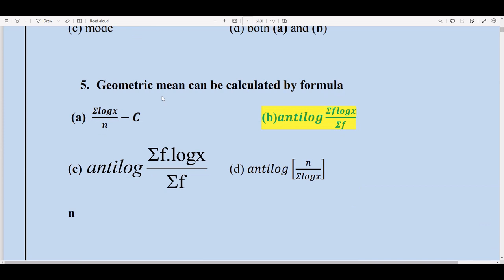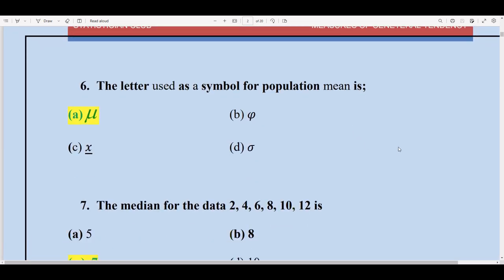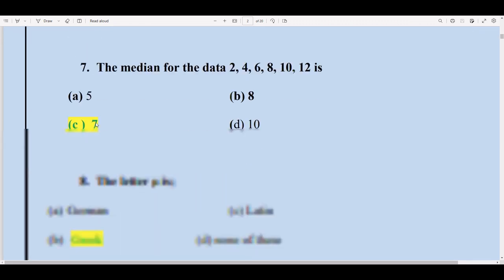The geometric mean can be calculated by a formula. If your data is grouped, then it is the antilog of the sum of f log x over the sum of f. For the population mean, mu is the Greek letter used to represent the population mean mathematically.